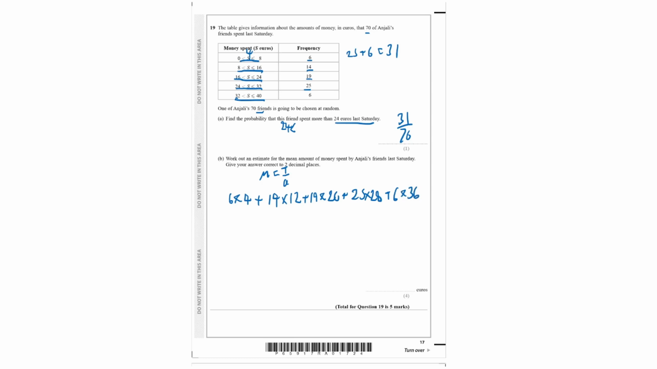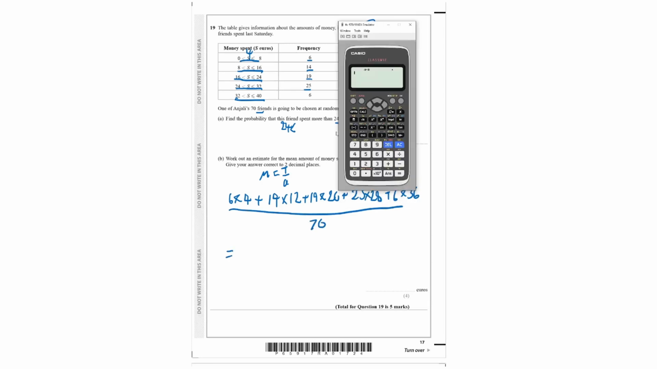Then we divide this by how many people there are. And since there are 70 people, we divide this by 70. So we can find this out using our calculator. We have 6 times 4 plus 14 times 12 plus 19 times 20 plus 25 times 28 plus 6 times 36, which is then divided by 70.